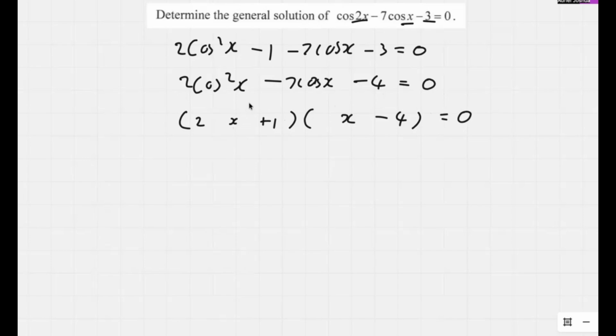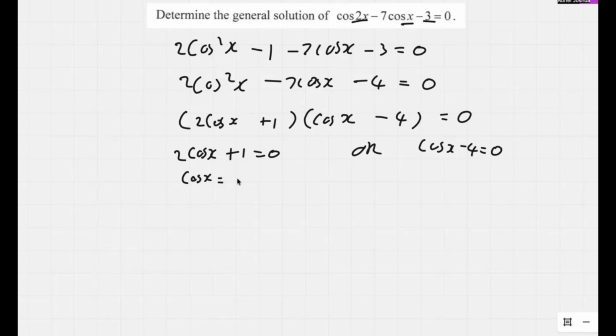Now I left those spaces there on purpose because this is how it would look if it was a normal quadratic equation. Now you just add cos and cos. And now, just like a normal quadratic equation, we let each bracket equal 0. So 2 cos x plus 1 equals 0, or cos x minus 4 equals 0. And here we would solve this and say cos x is equal to negative half, or cos x is equal to 4.